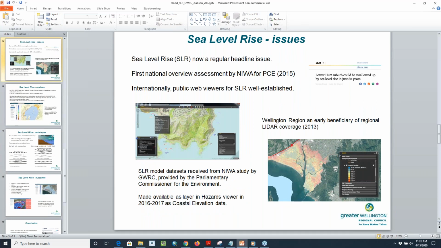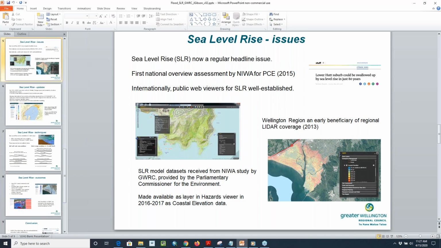So I'll move on from river flooding to sea level rise issues. Sea level rise is obviously now a regular headline issue. There's a clipping there on the right from Stuff in 2018, suggesting that a Lower Hutt suburb in the region could be swallowed up by sea level within the next 80 years.